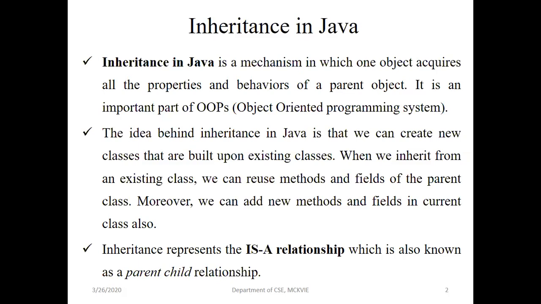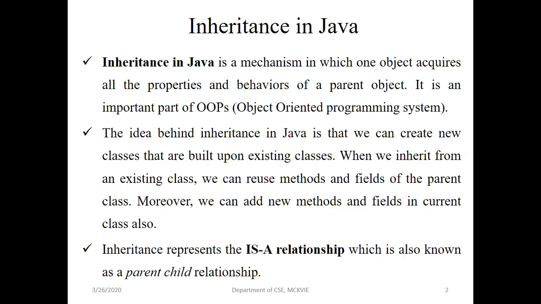When I am inheriting a parent class into a child class, automatically, if the data members and methods are not declared as private, they are available in the child class. Moreover, the important thing is that we can add more data members as well as more methods into the child class.